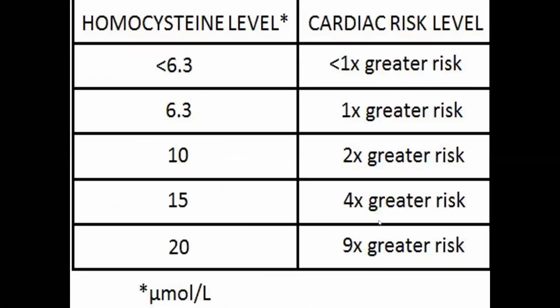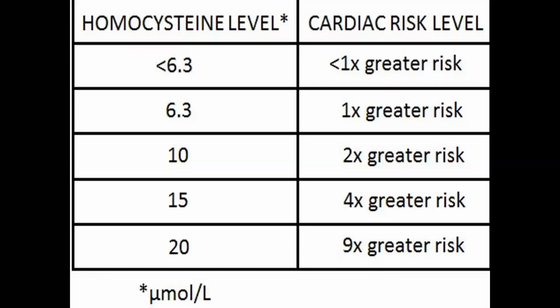For homocysteine levels, like every marker, there is a normal level, less than 6.3. Greater than 6.3 is okay, moderate is 10. More risk at 15 and 20. There's more and more risk as the micromole per liter of homocysteine rises.